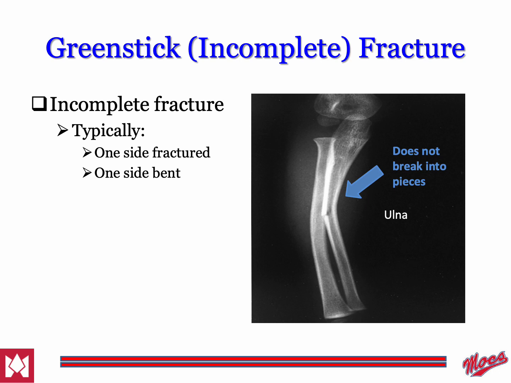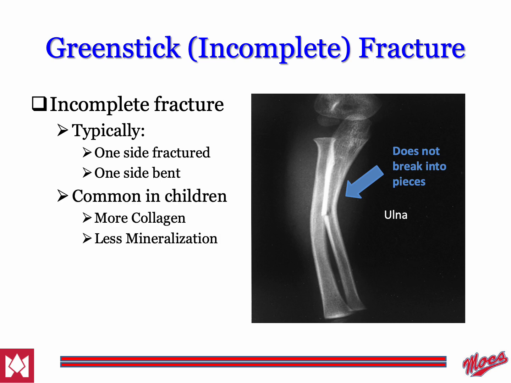But moving on to green stick fracture. This is what's called an incomplete fracture. So it does not break into pieces per se. Now, this is going to be a one-sided fracture. So the break itself only happens on one side of the bone. It doesn't go all the way through. And the other side remains simply bent. All right? There's not a fracture through to the other side.